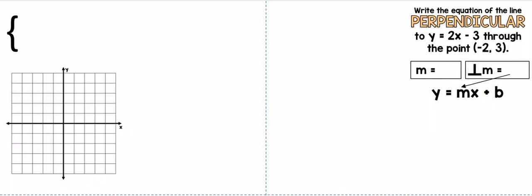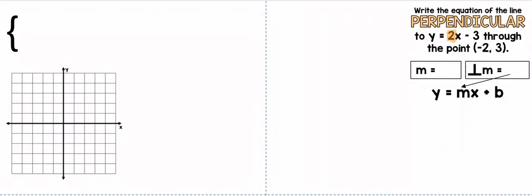Perpendicular means they are going to intersect at a 90-degree angle exactly. So when lines are perpendicular, that means where they intersect, they hit at a 90-degree angle. And so let's look at this first one. Write the equation of the line perpendicular to y equals 2x minus 3 through negative 2, 3.